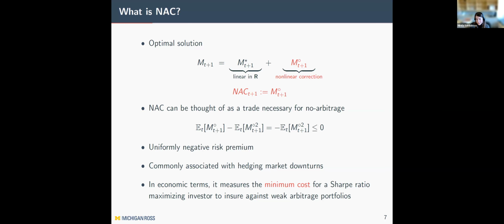Intuitively, this is something that we typically use, especially if we wanted to hedge against market downturns. And in economic terms, you can think of it as being like the minimum cost that an investor who maximizes her Sharpe ratio would have to pay in order to insure against these weak arbitrage portfolios that are going to be generated from the linear model.